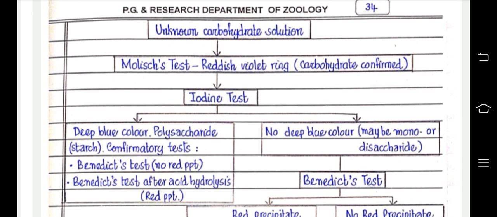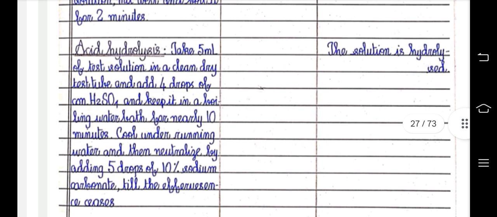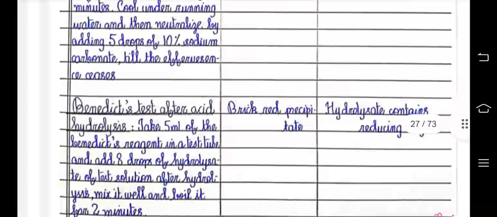For doing acid hydrolysis, we will be adding concentrated H2SO4, 4 to 5 drops, and then heat it. After cooling, add sodium carbonate. I have some doubts regarding this, so once again, read that. Take 5 ml of test solution in a clean dry test tube and add 4 drops of concentrated H2SO4 and keep it in a boiling water bath for nearly 10 minutes. Cool under running water and then neutralize by adding 5 drops of 10% sodium carbonate till the effervescence ceases.